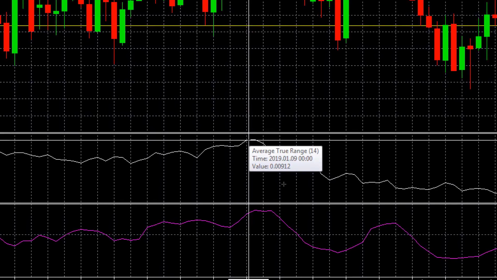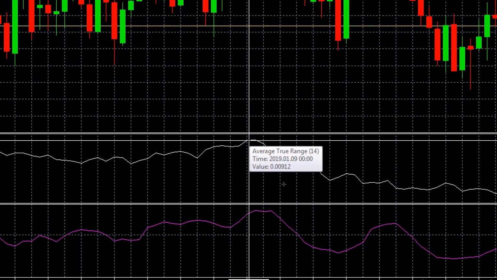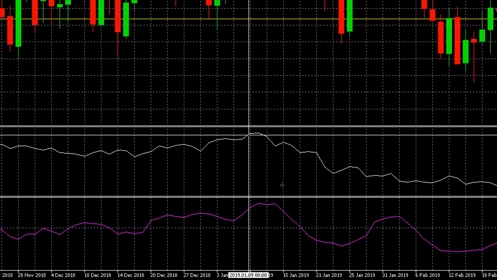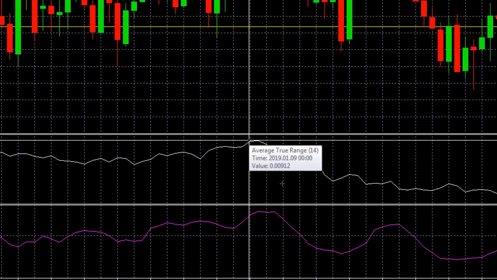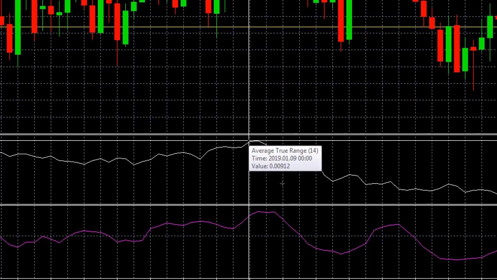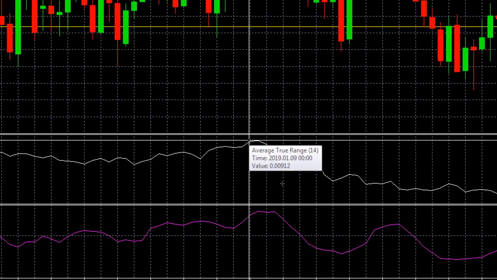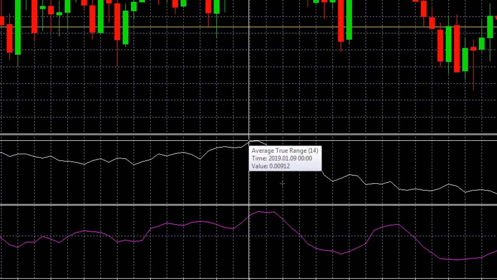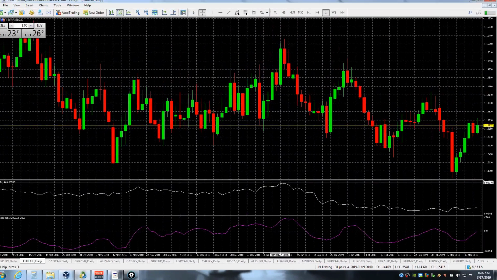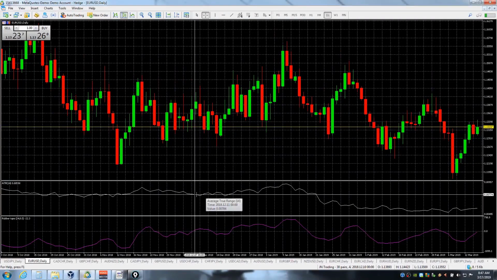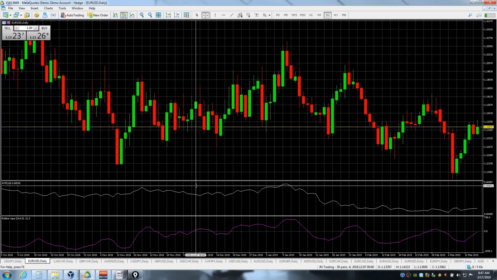That third line there, in that little pop-up window or box, says value 0.00912. And remember, pips for most currency pairs are the 4th decimal place, right? Let's get that back. So in this case, the value of the pips, or the ATR value, is 91 pips, okay? Because it starts from the 4th decimal place.